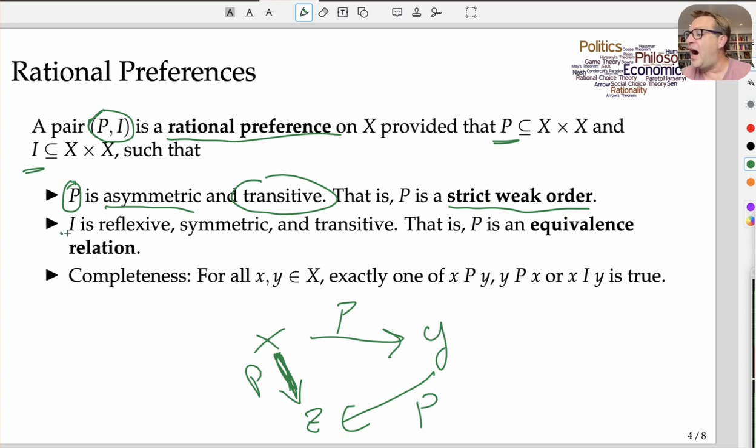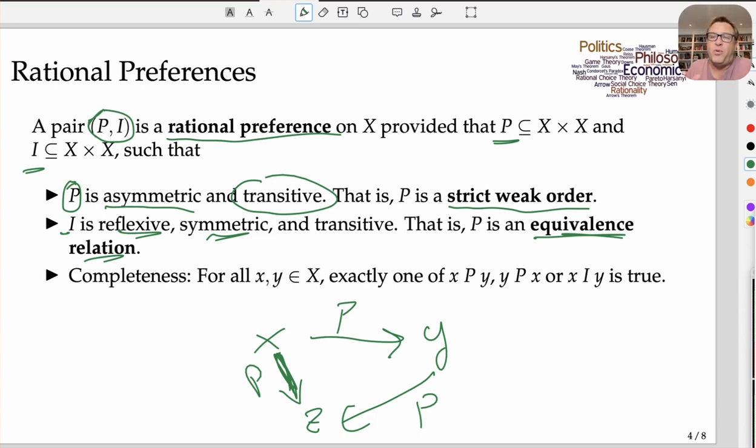Your relation I must be what's called an equivalence relation. That is, it has to be reflexive, symmetric, and transitive. So not only is your strict preference transitive, but also your indifference is also assumed to be transitive.